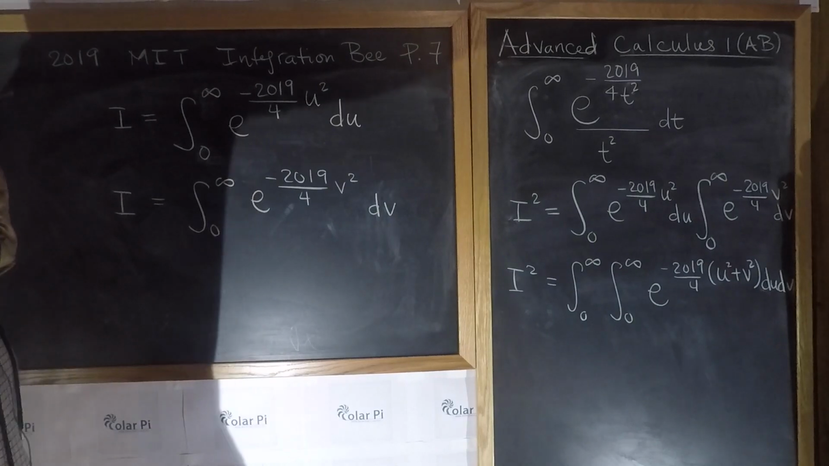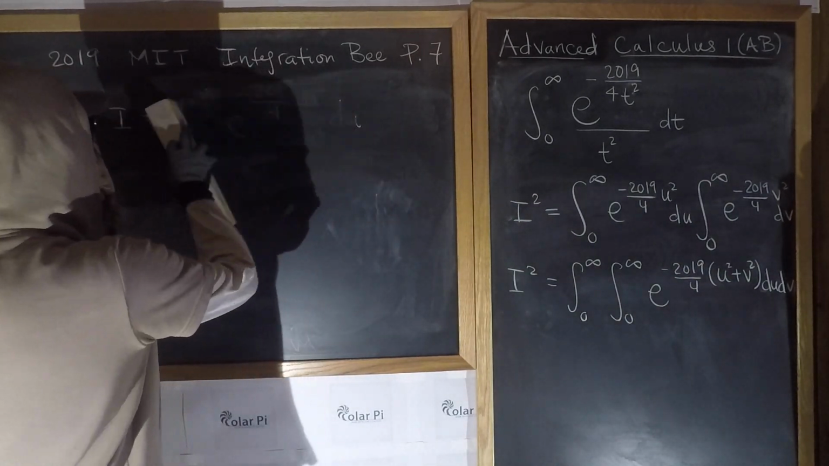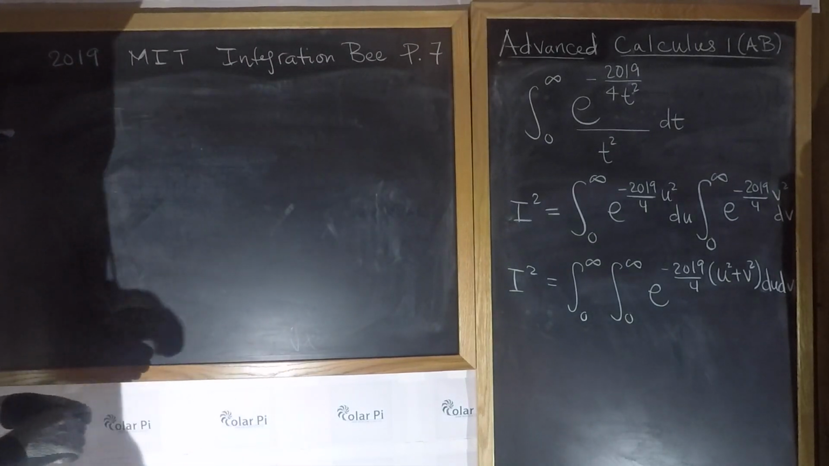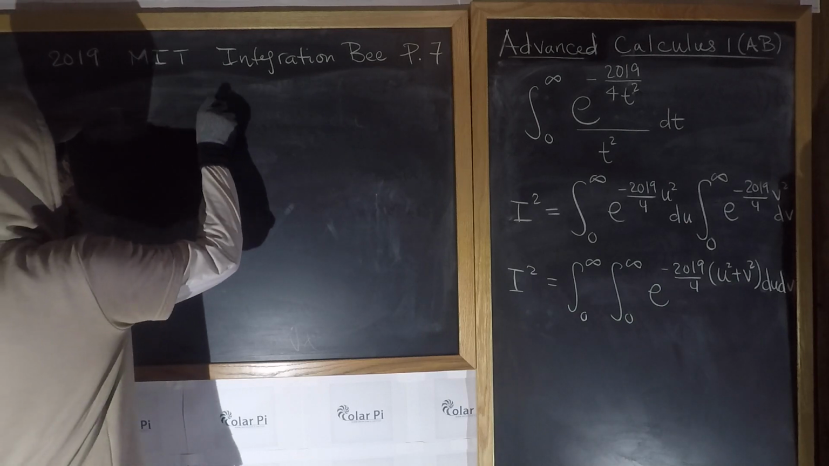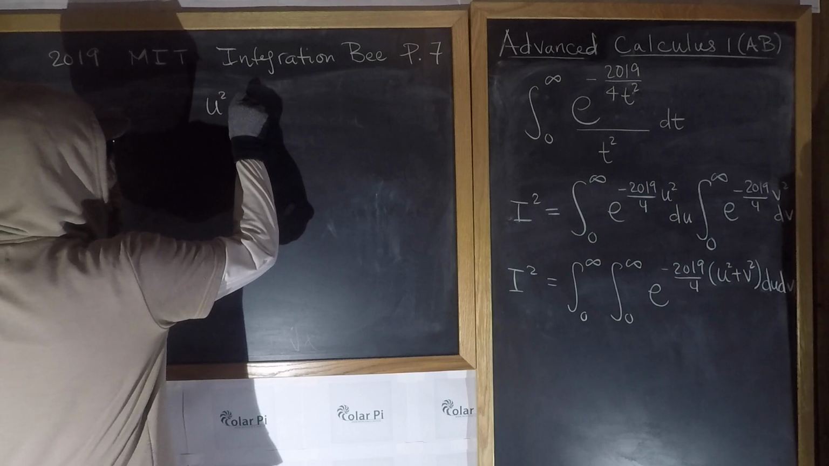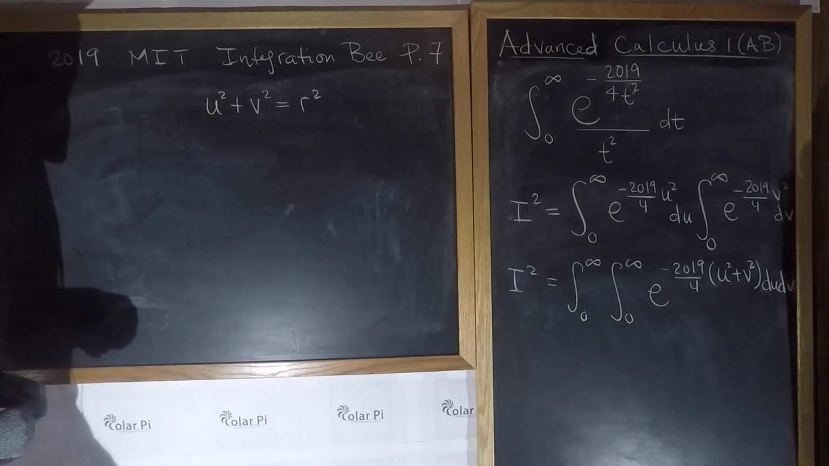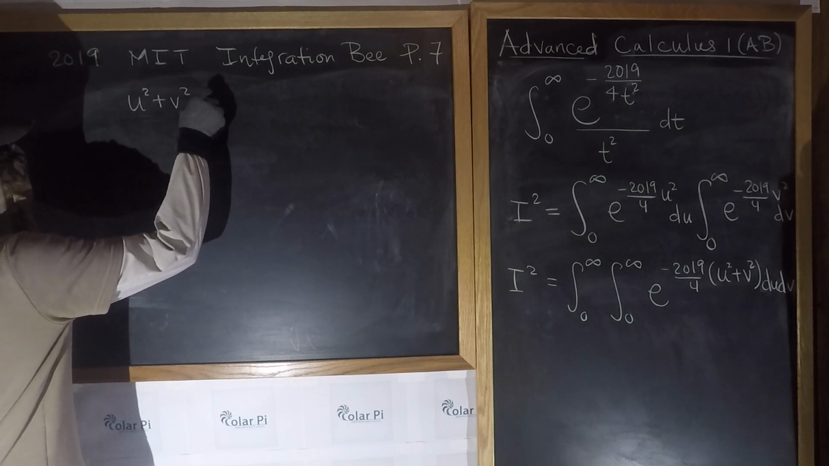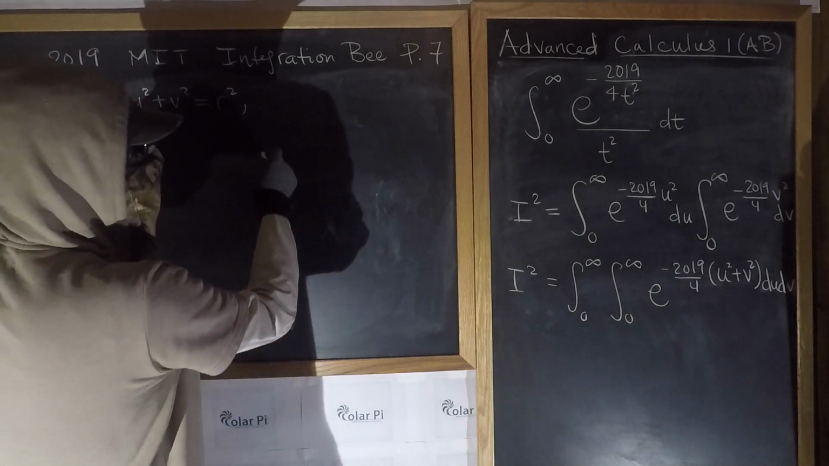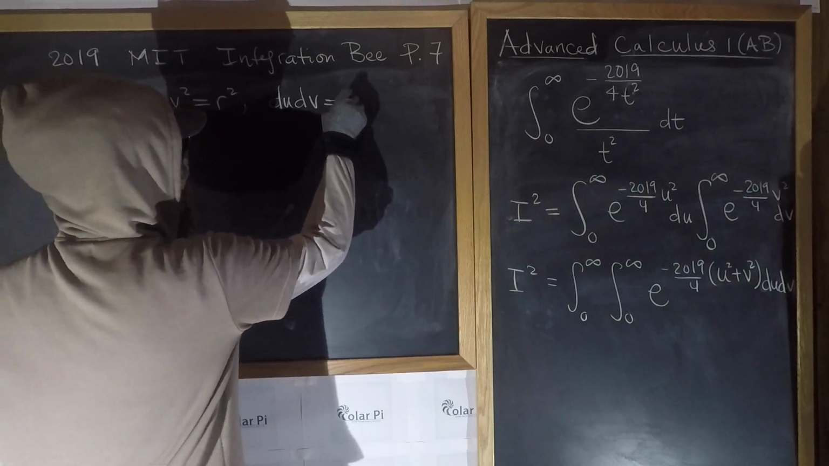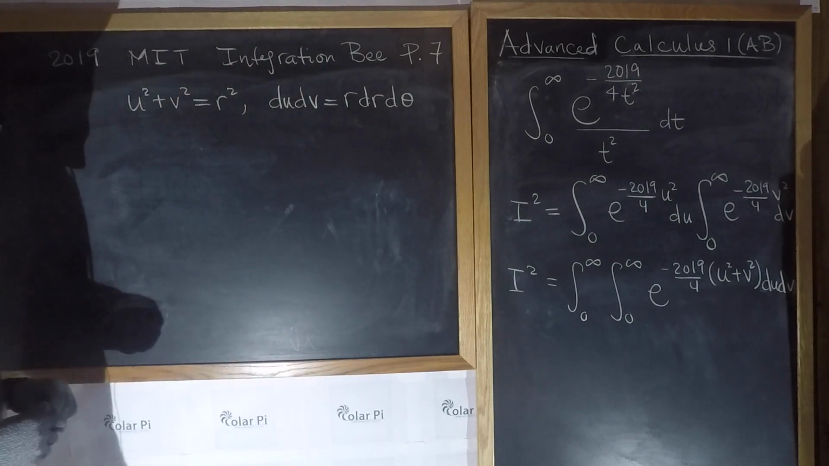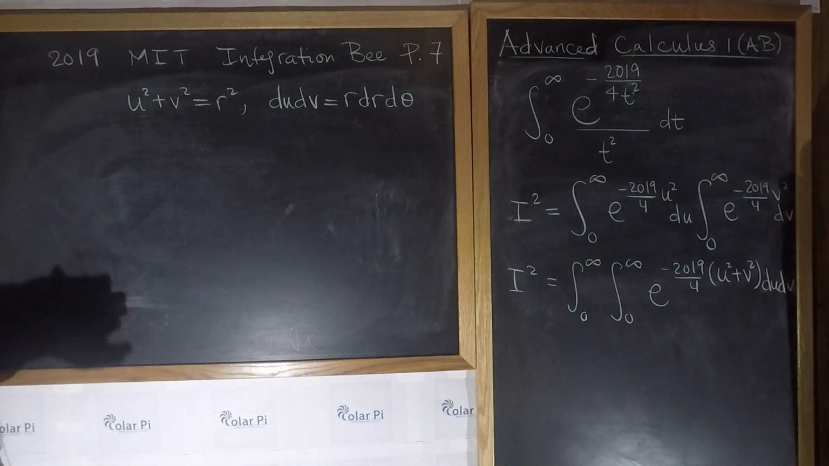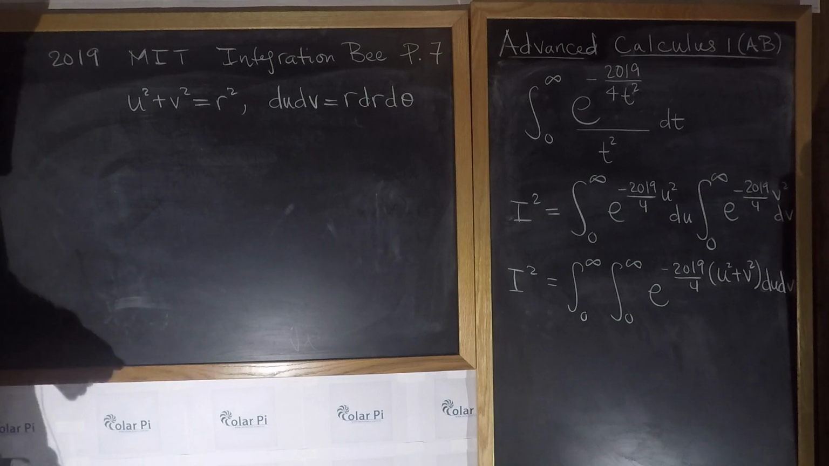Now we switch to polar coordinates. Using polar coordinates, we know x squared plus y squared is equal to r squared. So in this case, who cares that we're using u and v instead of x and y? It means that u squared plus v squared is equal to r squared. We also know in polar coordinates that du dv is going to turn into r dr d theta. In my solution to the Gaussian integral, I explain why dy dx turns into r dr d theta, and it's the same reason for why du dv turns into r dr d theta. So watch that video.